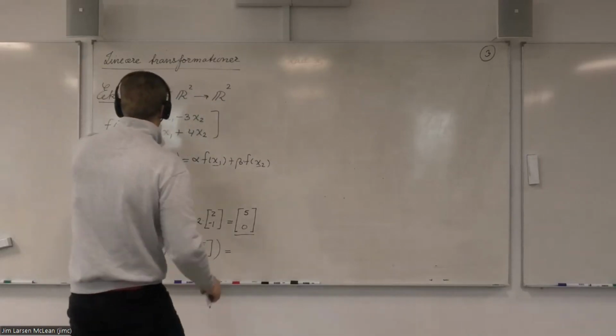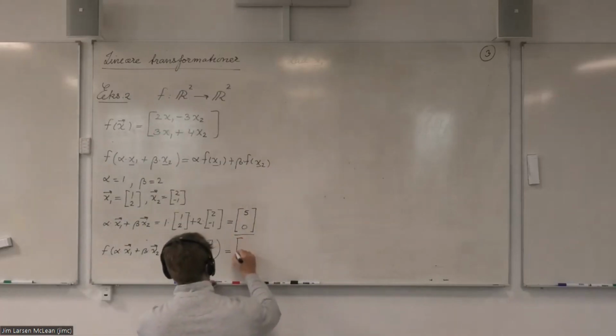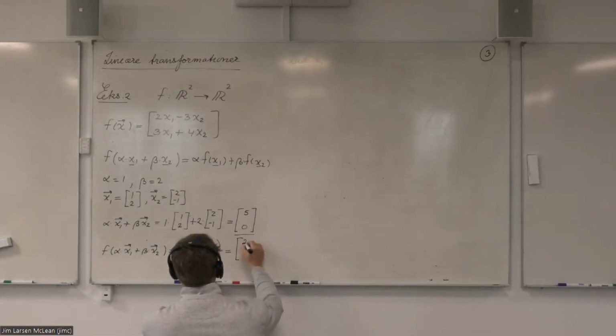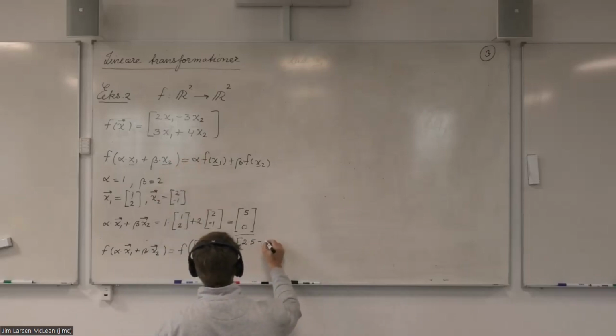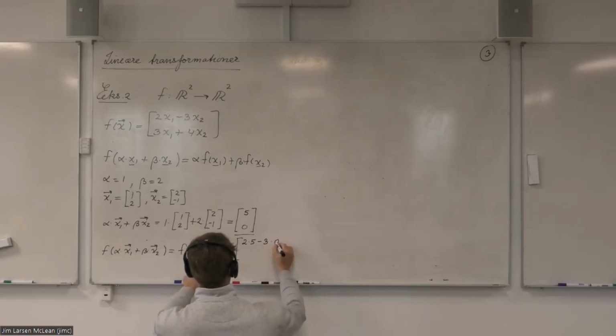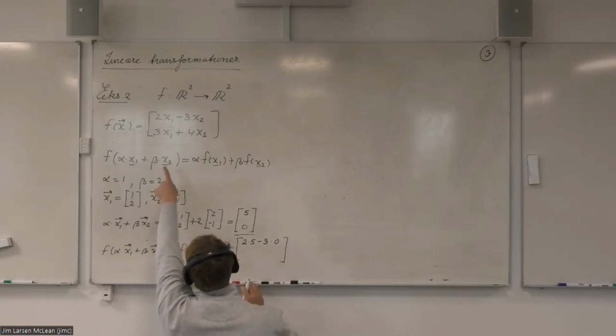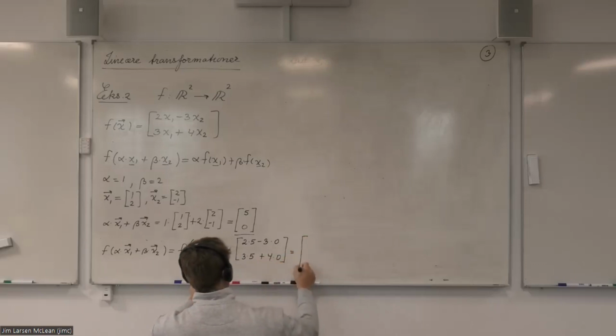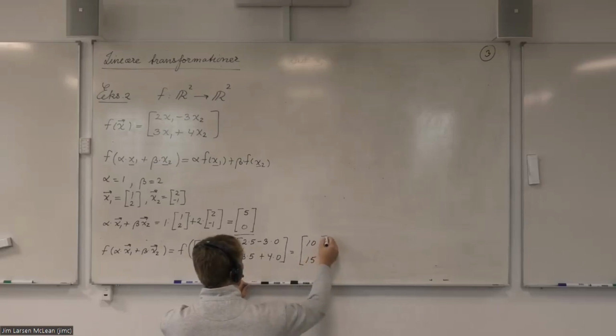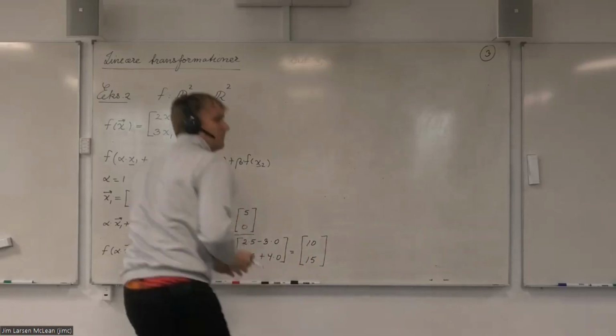So what does that give? It gives 2 times x1, which is 5, and then minus 3 times x2, with x2 being 0. And below it says 3 times x1, which means 3 times 5, plus 4 times x2, that is 4 times 0. If we calculate it, it gives 10 and 0 for the first, and 15 and 0 for the second. So it gives 10 over 15.